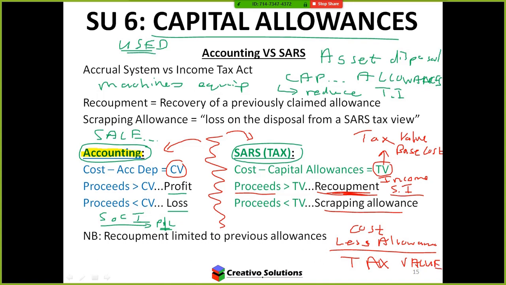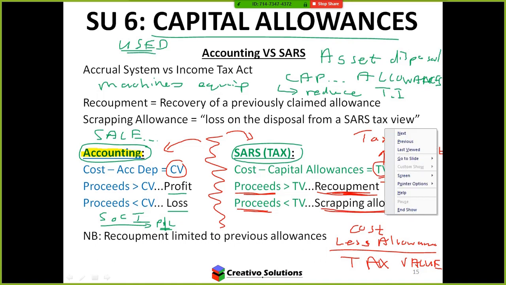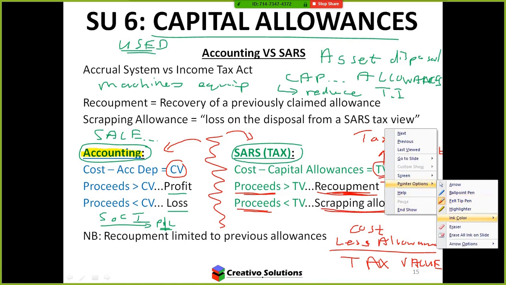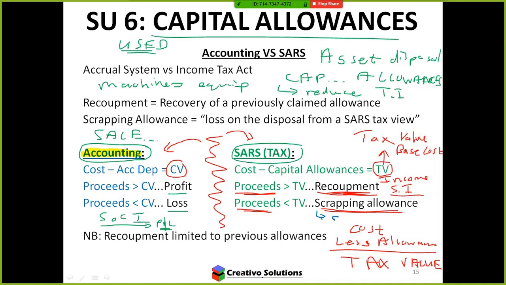That tax value needs to be compared to the proceeds. If the proceeds exceed the tax value, you'll have a recoupment. If the proceeds are less than the tax value, you'll have a scrapping allowance. And the scrapping allowance is a special deduction. Something else we saw in a separate note. Special deductions. So it doesn't meet the general deduction formula, but it's a special deduction, and I can claim it.